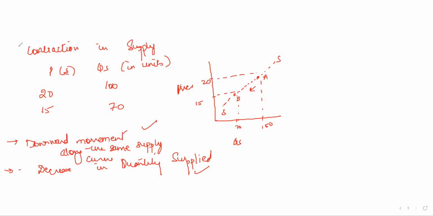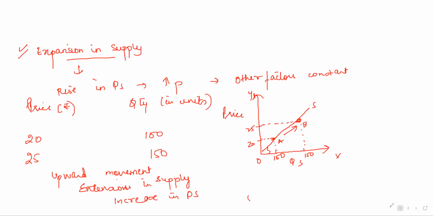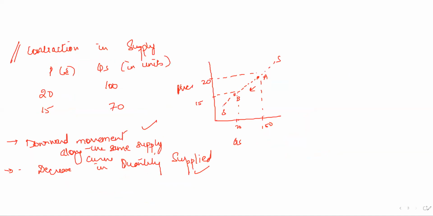So what is the technical name for this? Contraction in supply. So I hope both these things are clear. You can quickly see this. This was expansion in supply. When price increased, supply increased. There was an upward movement, extension in supply or increase in quantity supplied. Only price considered, other factors constant. Same way, price fallen down, the quantity supplied falls down, right?